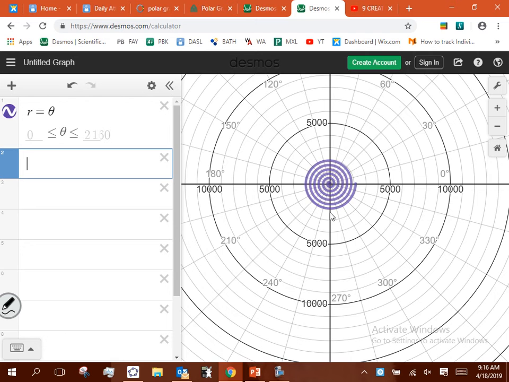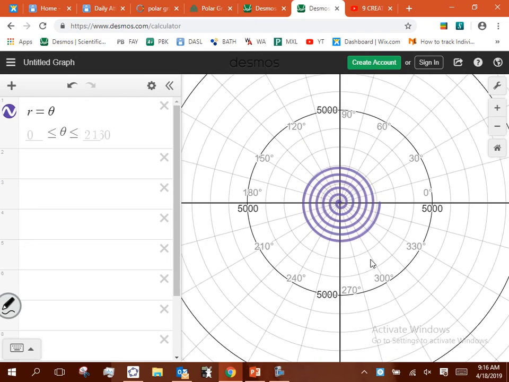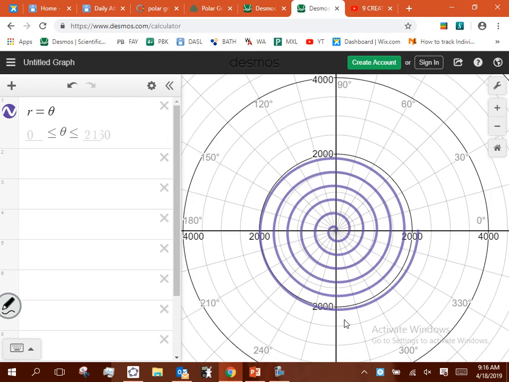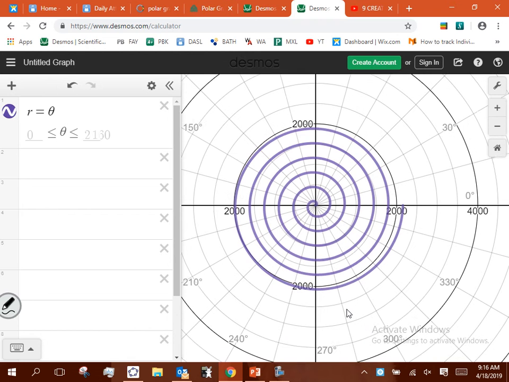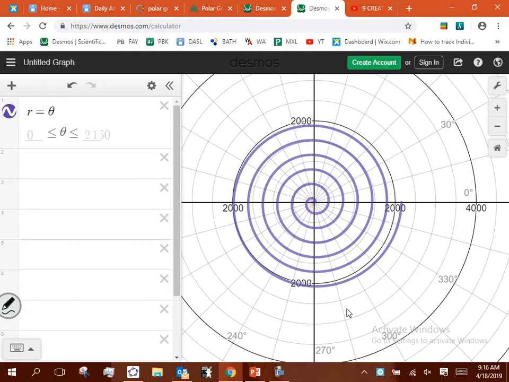All right, so 2160 gives me a spiral, right? Okay. So what that is, R is equal to theta. So what that means is I'm plotting 30, 30 degrees, 40, 40 degrees, 50, 50 degrees. Okay. And when I do that, it creates that spiral. So R equals theta is that curve there.